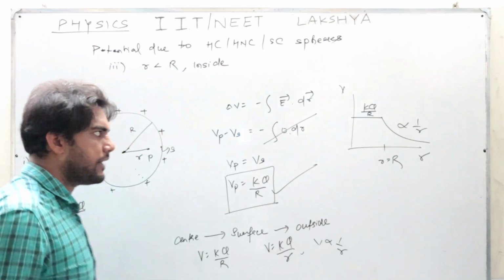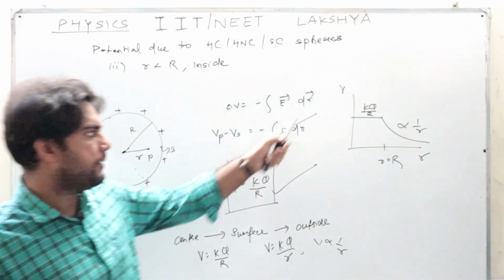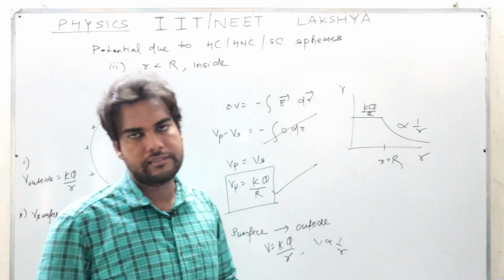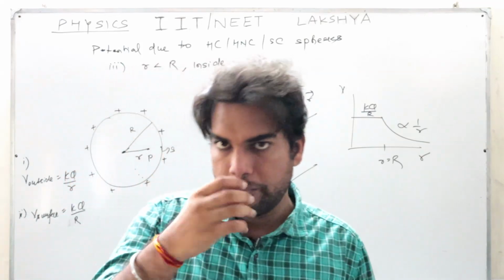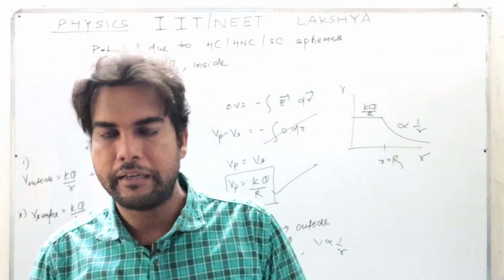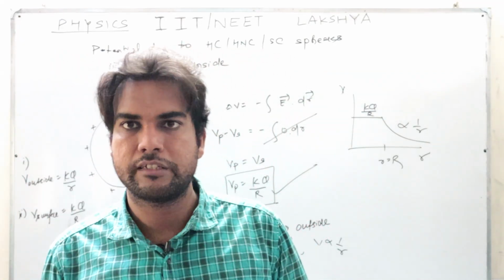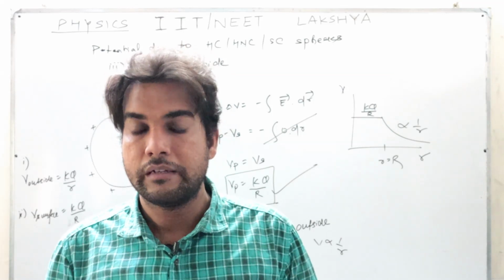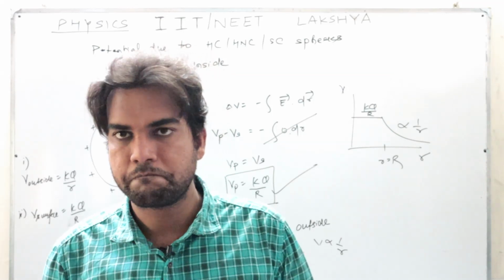So that is as far as your graph between potential and radial distance is concerned. I hope it is clear to you. For a point outside, kq by small r, where r is the distance of the point P from the center of the sphere.